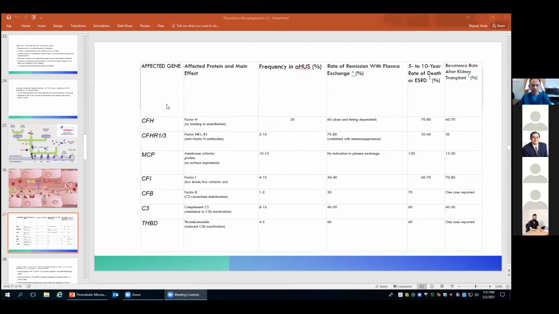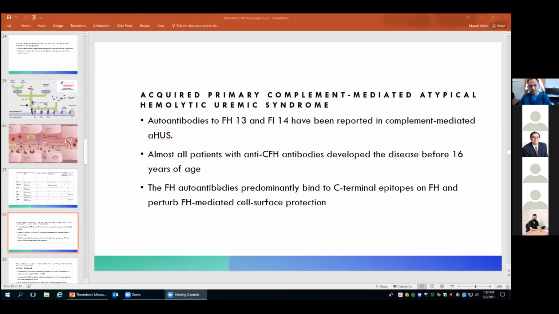These are a few affected genes whose mutation causes complement-mediated HUS. Most important is the complement factor H mutation. Then MCP, which is membrane cofactor protein, and then complement factor I. So complement factor H, MCP, and complement factor I mutations are the most important. There are some others also, but much less common.